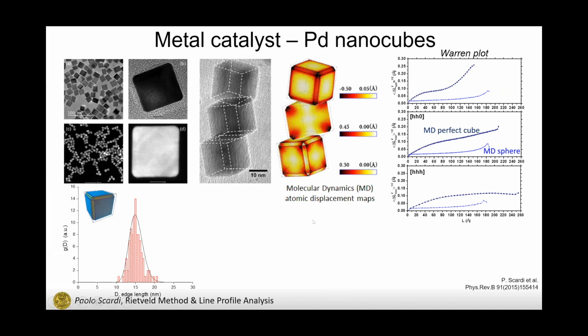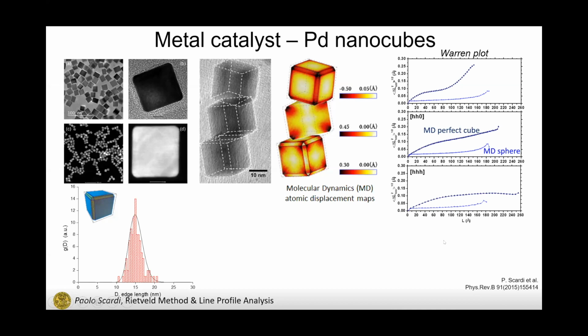These are different components of the strain field for these specific shapes, like these three nice cubes in a TEM picture. And from the molecular dynamics simulation, we can produce the Warren plot for three directions. The first one is along the H00 direction, so it's a cube face direction, perpendicular. HH0, which is basically this cross section, and HHH, that, as you know, is the main diagonal of the cube.